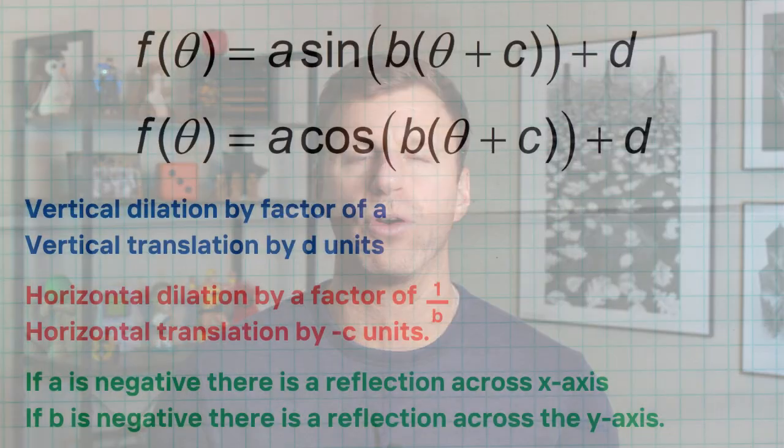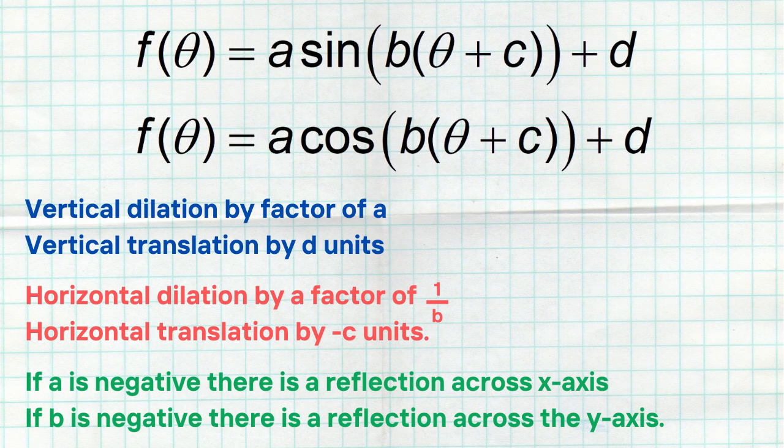So here's a summary of all those different transformations we just talked about. We have a vertical dilation by a factor of a, affecting the amplitude, a vertical translation by d units, affecting the midline, a horizontal dilation by a factor of 1 over b, which is going to change the period to 2 pi over b, and a horizontal translation by negative c units, which is going to move the graph left or right. But we could also have reflections. If there's a negative out in front of that a value, that's going to be a reflection across the x-axis. If there's a negative inside the function on our b value, that's going to be a reflection across the y-axis.